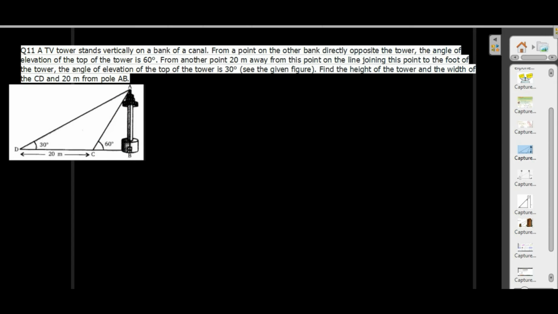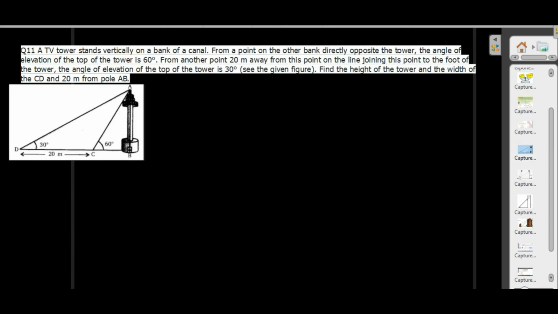Now from another point 20 meter away, that means this is a point D which is 20 meter away from the point C, on the line joining the point to the foot of the tower, the angle of elevation of the top of the tower is 30 degree. This is 30 degree given to you. Now what we have to find is the height of the tower, and also we have to find BC. Okay. So let's start solving this question.